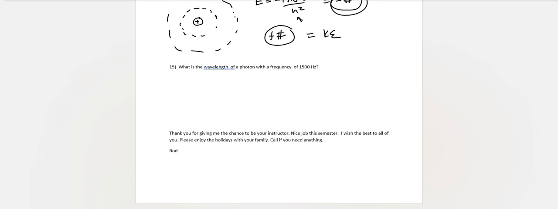Okay, 15. What is the wavelength of a photon with a frequency of 1500 hertz? So for all wave phenomenon, velocity is equal to frequency times wavelength. I know I hate all the Greek letters in physics. This is the Greek letter lambda, usually used to represent wavelength. And the frequency is the 1500 hertz, or 1500 per second. And this is a photon. And the velocity of all photons is the speed of light, which we call c, 3 times 10 to the 8th meter per second. And that number will go here. And then you will solve for the wavelength.